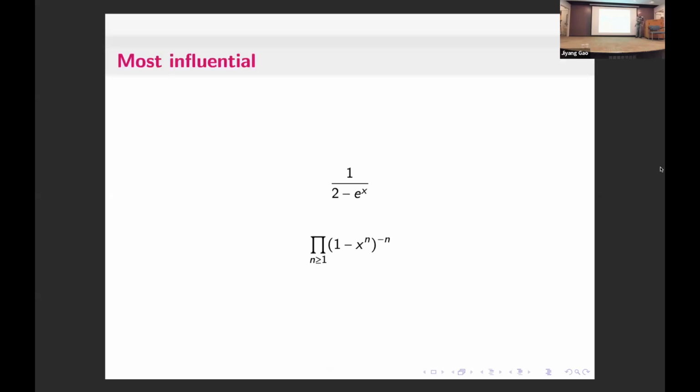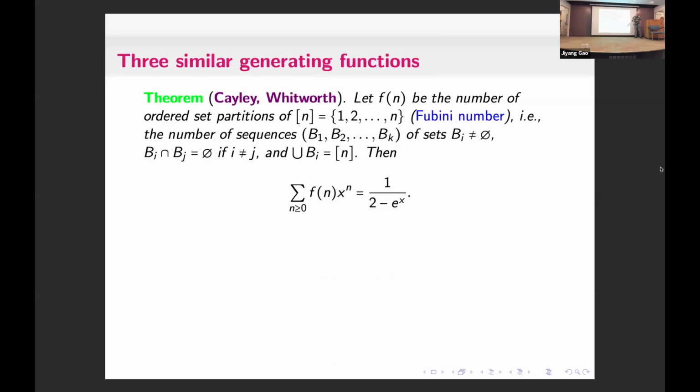Okay. So these are the two generating functions that I think have been most influential. People recognize them: 1 over 2 minus e to the x, and the product of 1 minus x to the minus n. I noticed very early, as a high school student, this first generating function for the number f_n of ordered set partitions of 1 up to n. This number is also called the Fubini number. The generating function is due to Cayley and Whitworth. It's an exponential generating function, 1 over 2 minus e to the x.